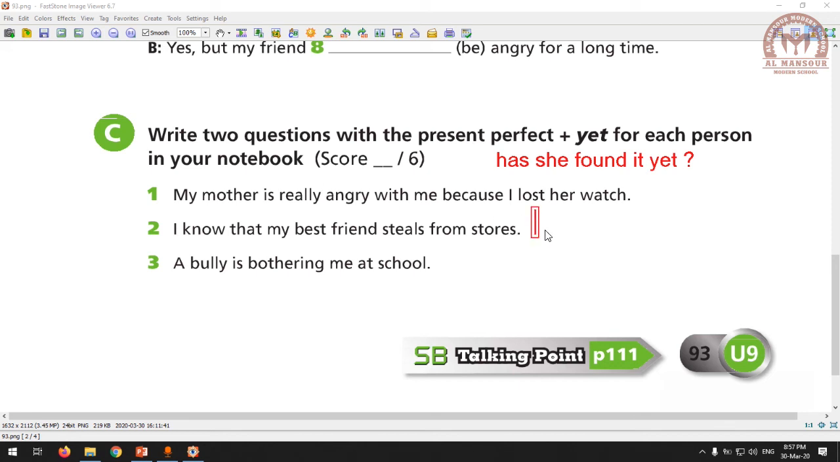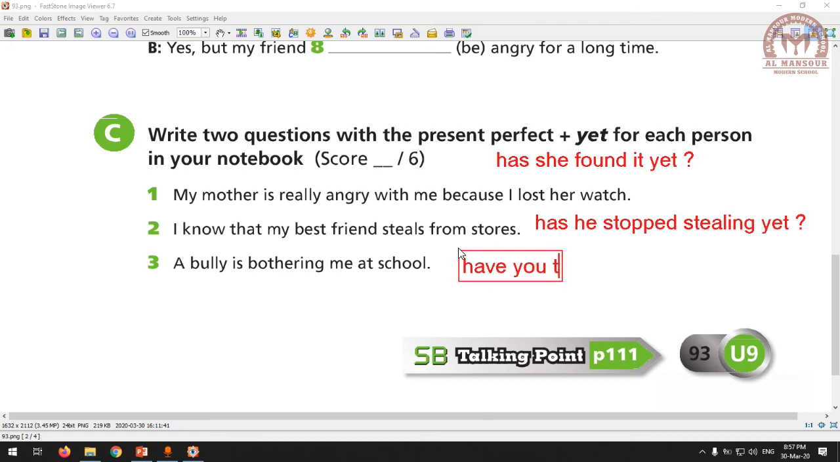I know that my best friend steals from a store. Has he stopped stealing? Or yet? Sorry, we have to add yet at the end of the sentence. Or we can say, has he got caught yet? And so on. A bully is bothering me at school. We're going to ask a question about that. Have you told the teacher yet? Okay. All right.